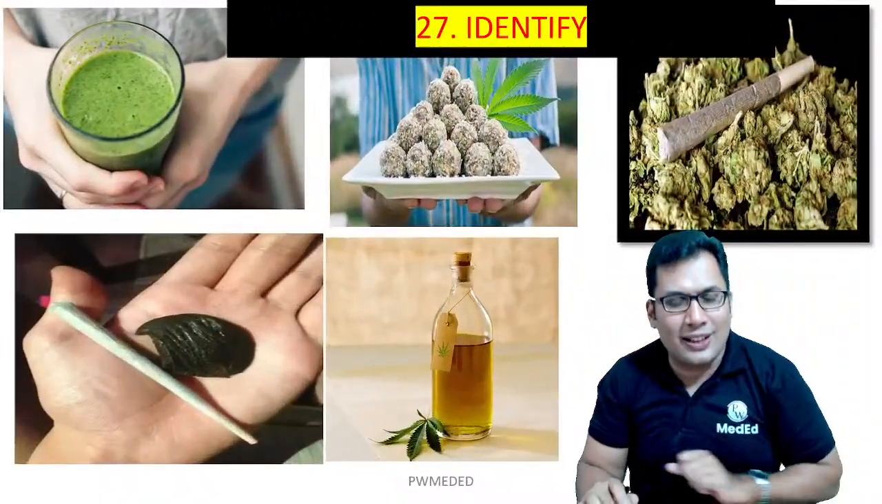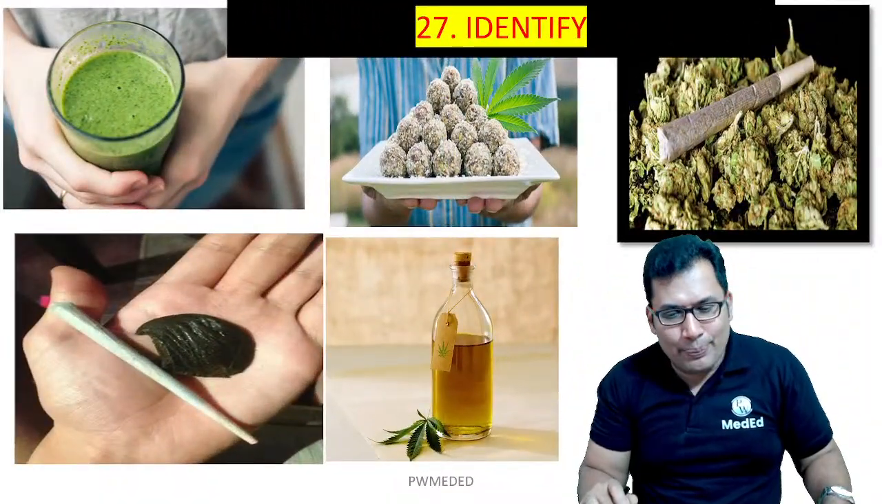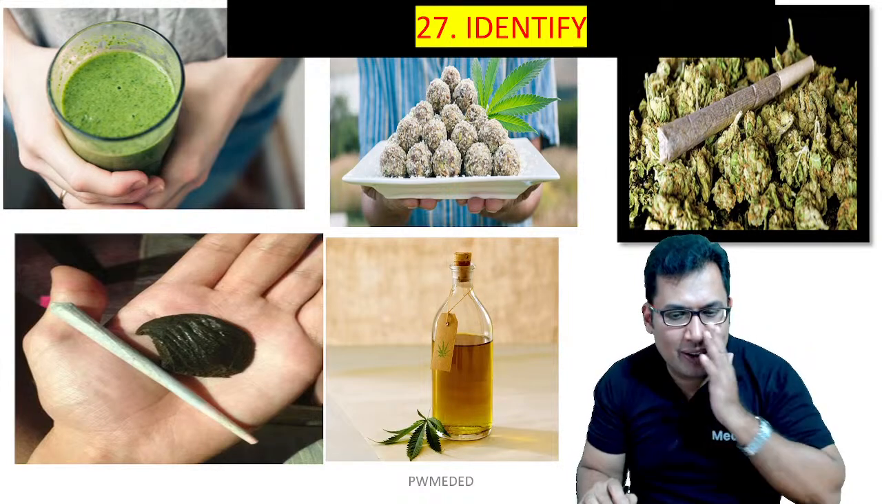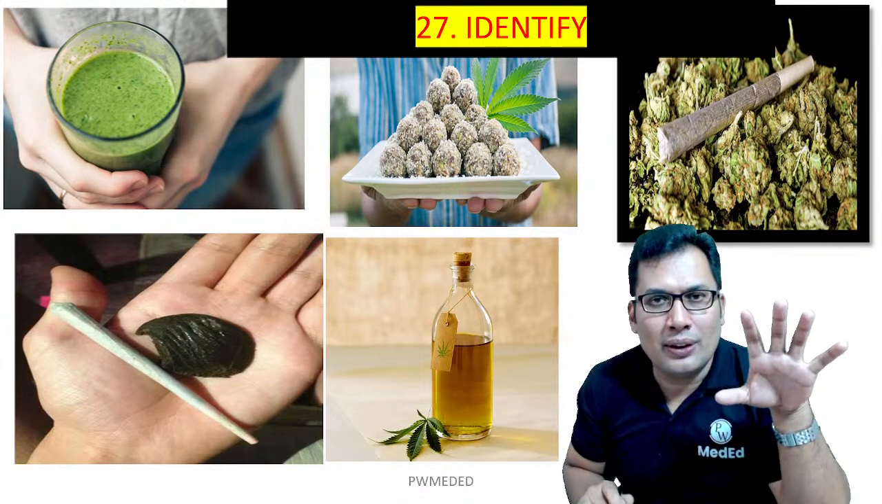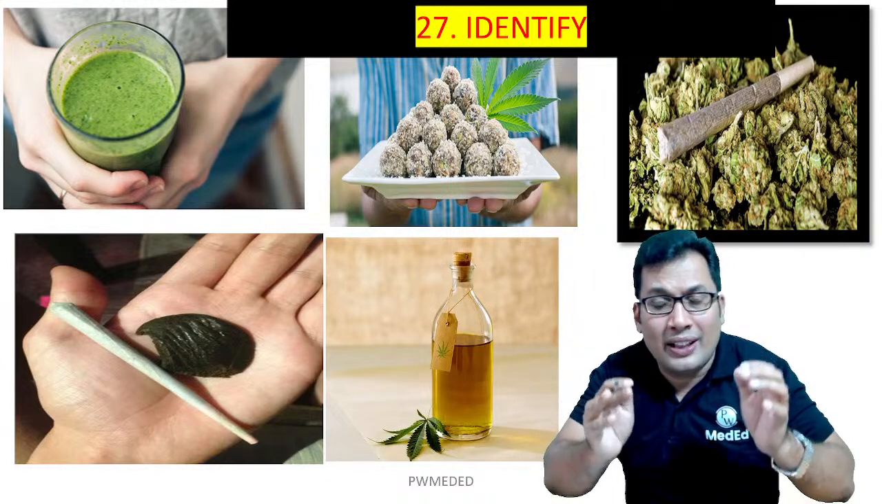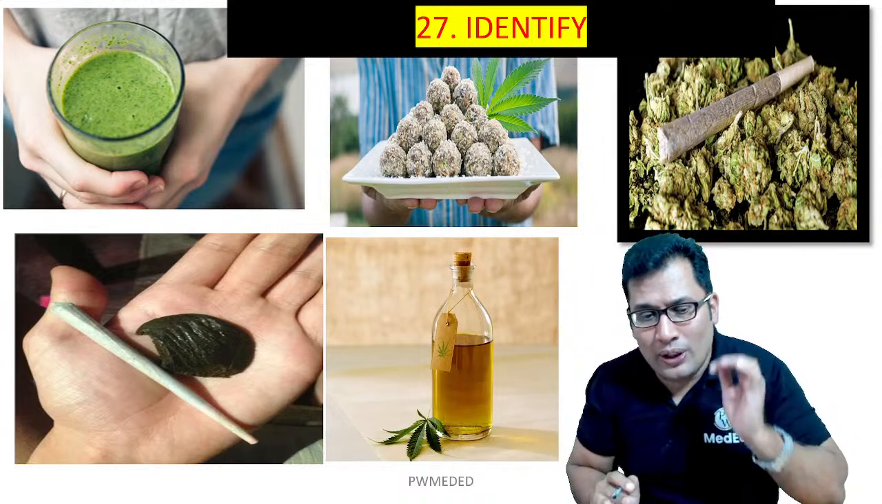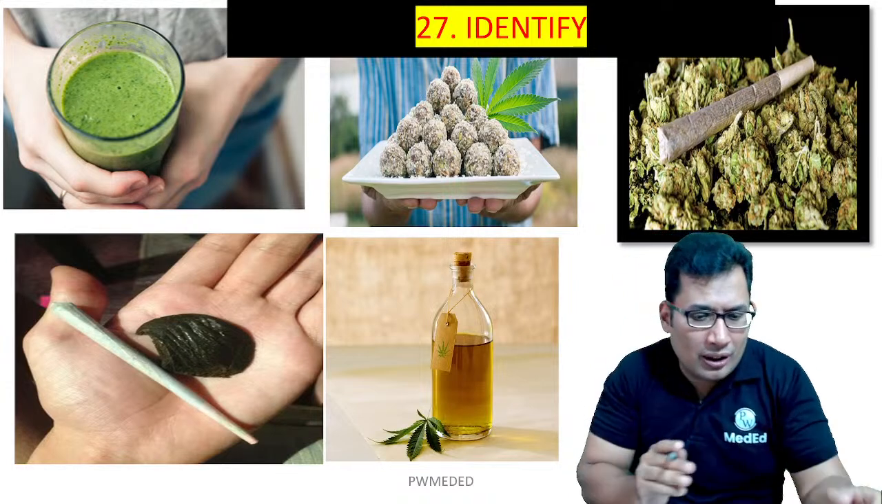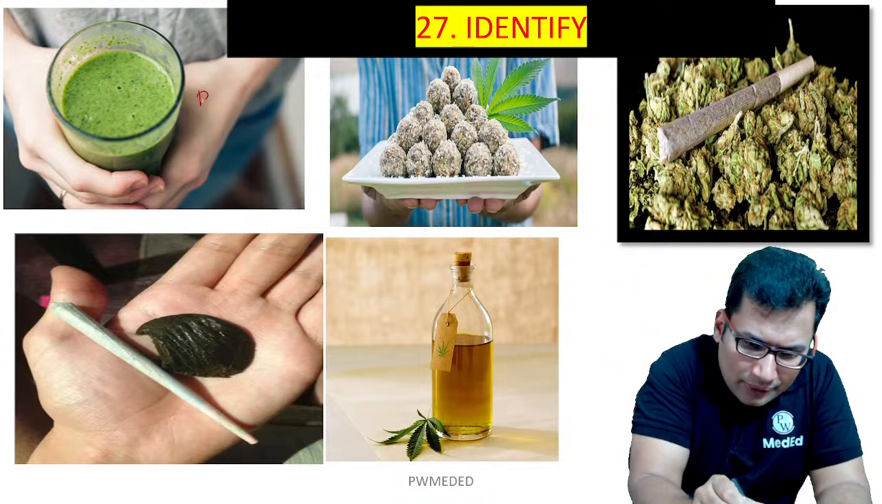Now this is a nice picture. This is the preparation of cannabis. There are 5 pictures given to you. They are all pictures of cannabis. Cannabis is nothing but Indian hemp. So there are 5 pictures. The topmost picture is the bhang.